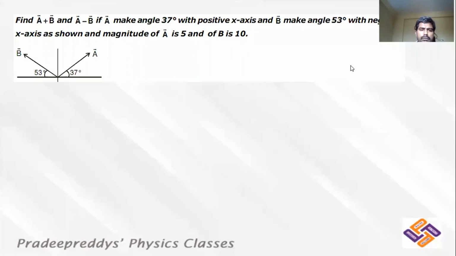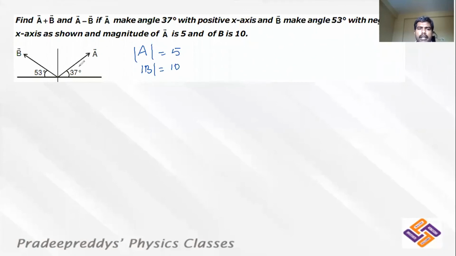In this question, A bar and B bar magnitudes are given to you in the problem. Magnitude of A is equal to 5. Magnitude of B is equal to 10. A bar is making an angle 37 degrees. B bar is making angle 53 degrees. You want to now find out A plus B and A minus B.